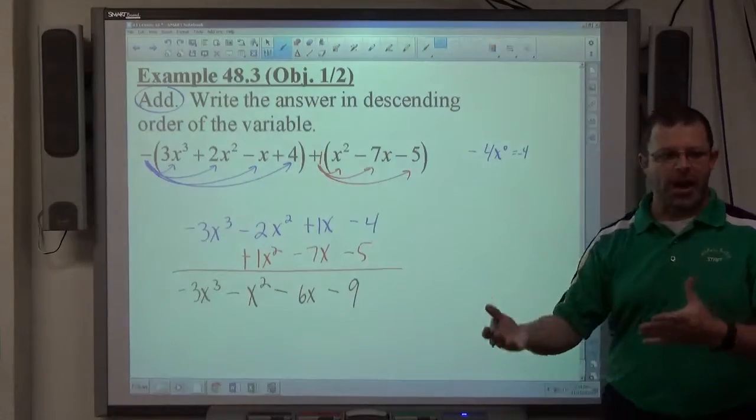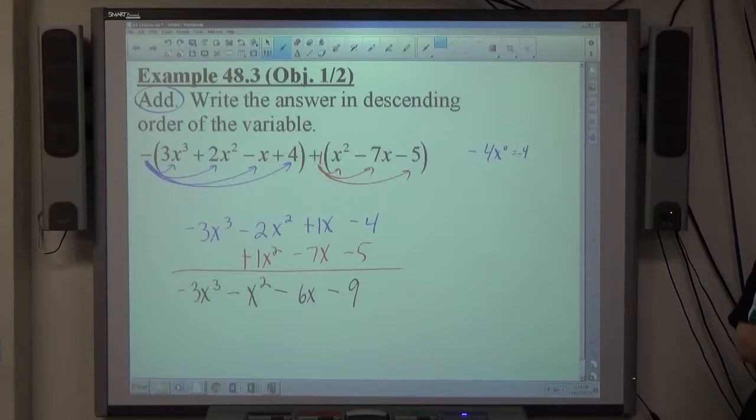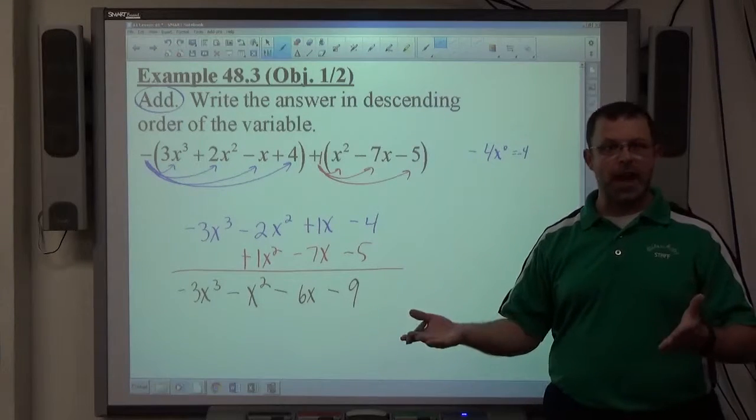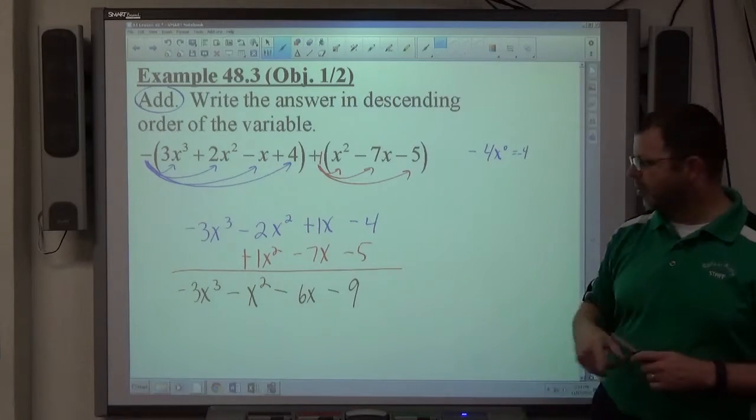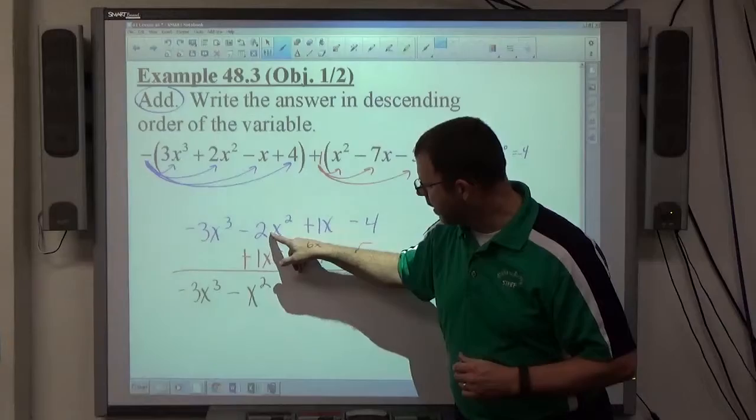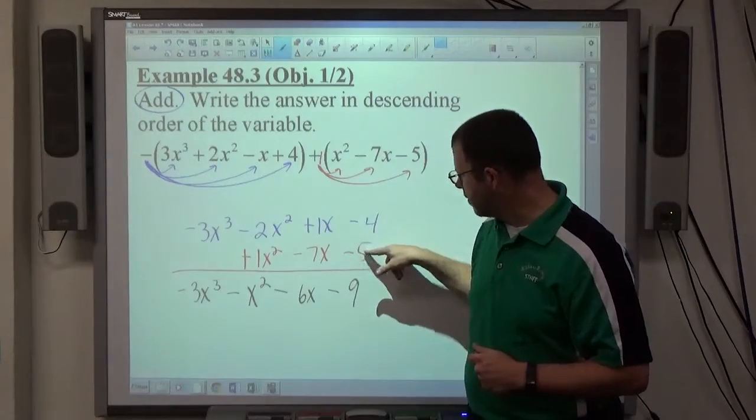In each case, should I add, should I subtract, what should the sign be? Okay, if the signs are the same, I add. Signs are different, I subtract. The bigger sign is always the sign of the answer. Negative, negative. Bigger, negative, bigger, negative, bigger, negative.